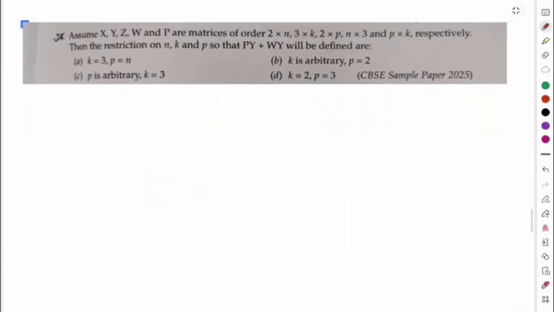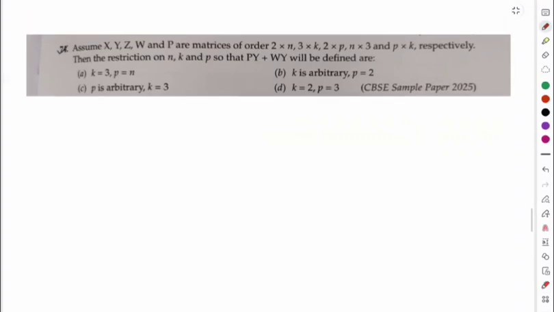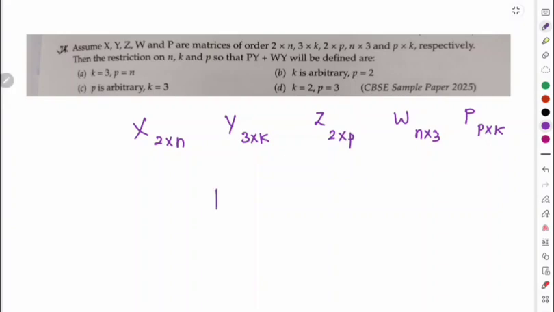So next one you have is: consider x, y, z, w, p. So x is a matrix of order 2 by n, and y is a matrix of order 3 by k. Z is a matrix of order 2 by p. W is a matrix of order n by 3, and p is a matrix of order p by k. Then the restriction on n, k, and p, so that py plus wy will be defined.